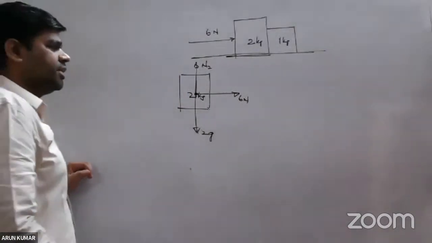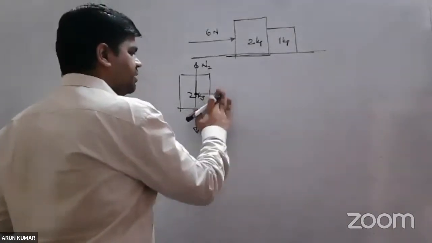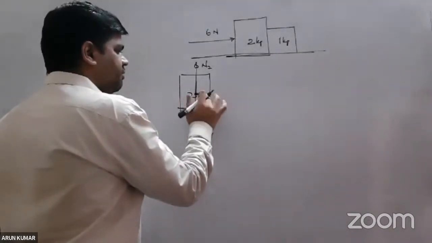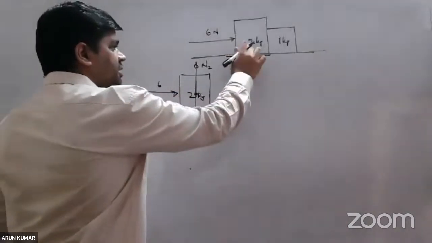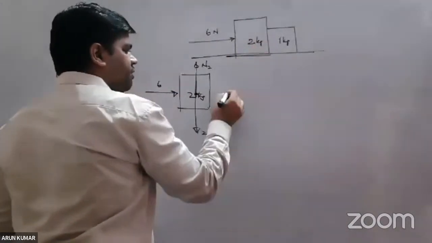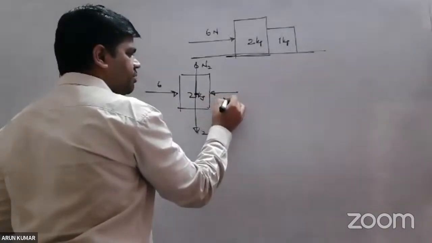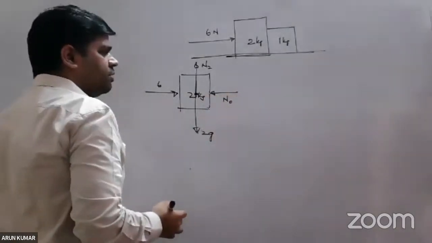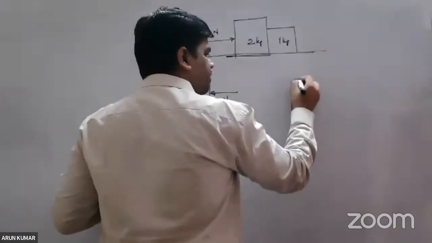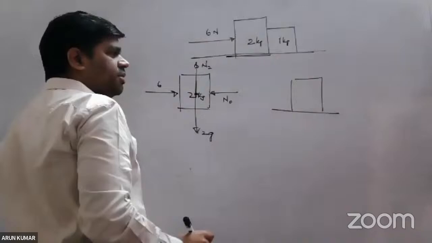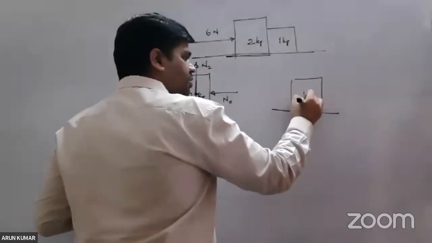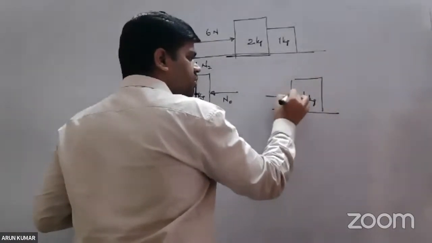Now look, students. For the time being, I'll just draw it as it is, then we'll make the changes. So 6 Newton is applied like this. But there's a reaction between these two blocks, which is the normal reaction. If I draw the FBD of this block, 6 Newton is not acting on the 1 kg block. So 6 Newton will not appear here. The 1 kg block is moving because of this N naught.